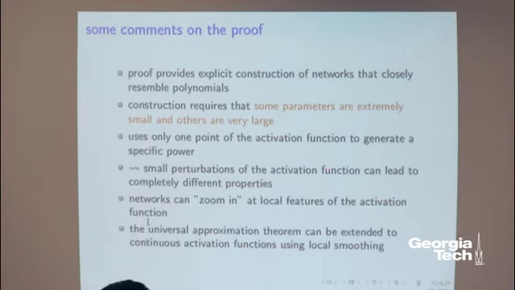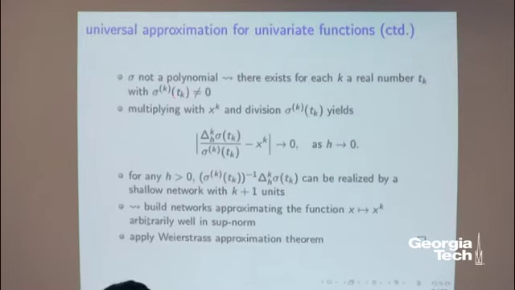And another important thing is that for the argument, you don't really need a global activation function. If you look into this proof, you just need a point t_k where the kth derivative doesn't vanish, and that's all you need from the activation function. It doesn't matter how the function looks outside this point. And that has the effect that if you change the activation function by a very tiny bit, you can completely change the properties of the function spaces that you can generate.